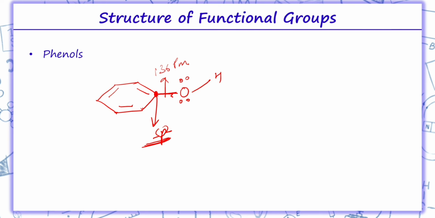Now again, it is due to the partial double bond character because of conjugation of the unshared electron pair of oxygen with the aromatic ring. This is the first reason. Second, it is due to the sp2 hybridized state of the carbon to which this oxygen is attached. And the bond angle over here is 109 degrees.